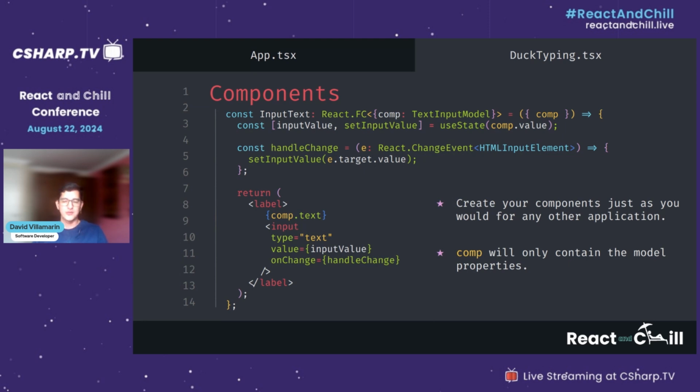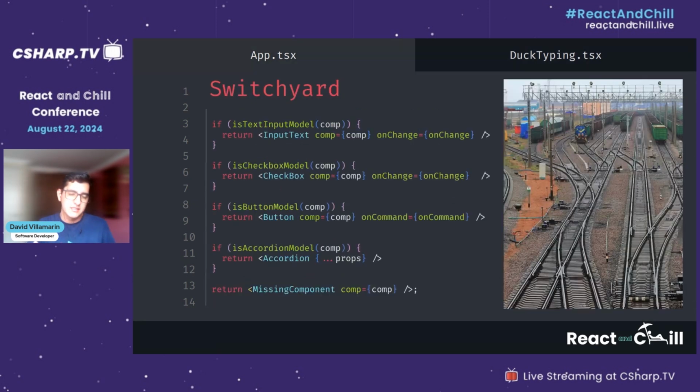Could be this also a ref, but the important thing here is that comp will only contain the model properties that we are expecting, basically inside this condition that I just showed you in this slide, right? So here comp is of the text input model, here is a checkbox model, here is a button model, and of course here comp is an accordion model.